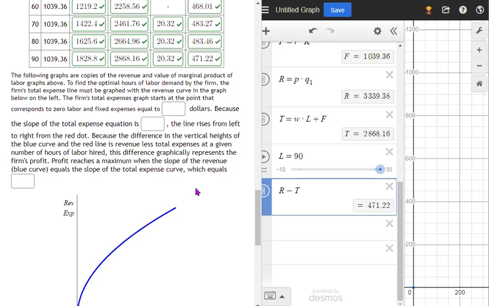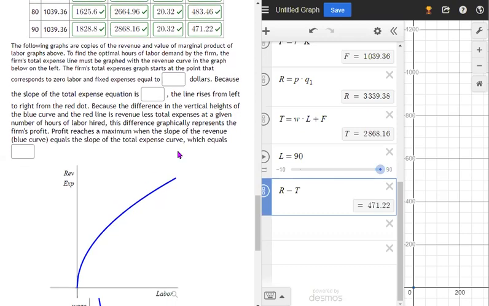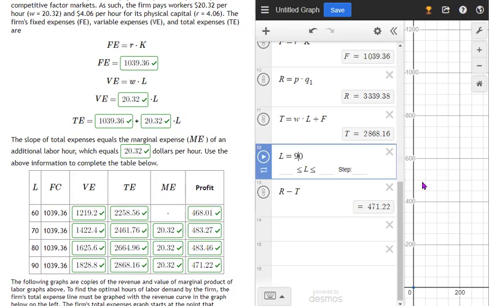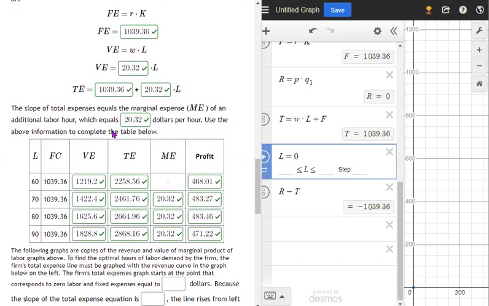The firm's total expense graph starts at the point that corresponds to 0 labor. So if labor is 0, total expenses is 1,039.36, the fixed cost. If this is 0 right here, 0 times 20.32 is 0. So total expenses would be $1,039.36.